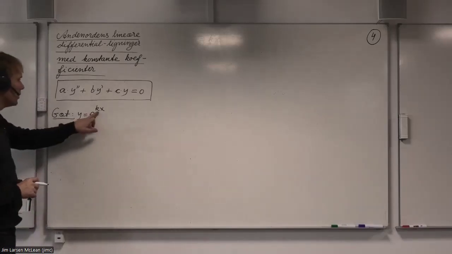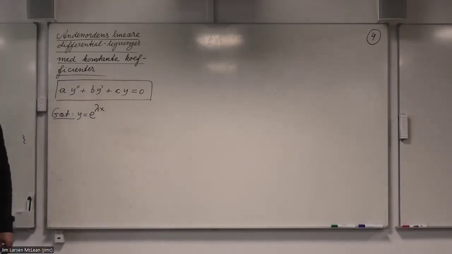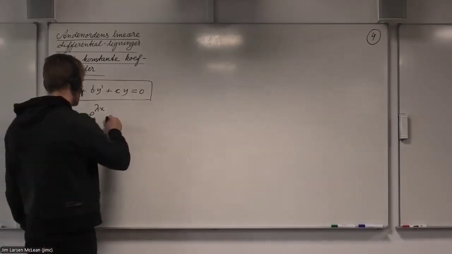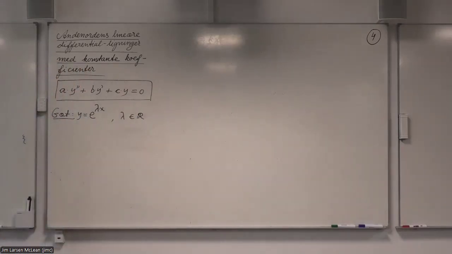And that k, I actually don't usually call it k, so maybe I should call it what I usually do, so you can see it in other videos too. I usually call it lambda, but it doesn't matter. It's just some constant. It's e raised to the power of lambda times x, where lambda is some constant number that can be chosen freely. This is my guess, and now you will see that the guess works.